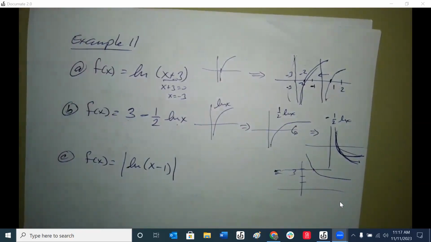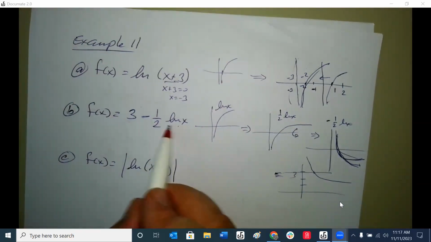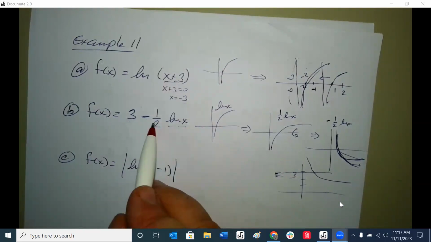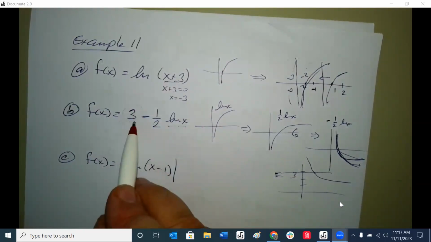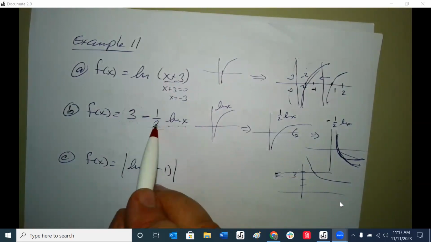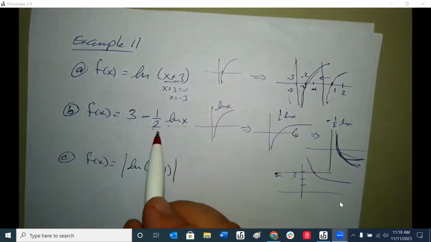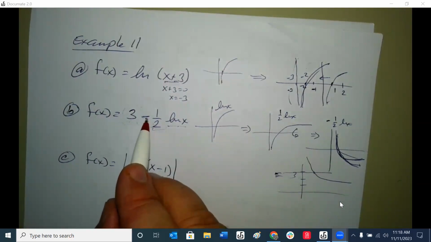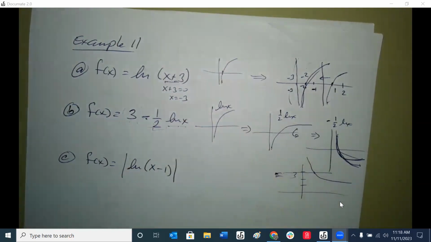Again, it's the same thing we did in transformations. Here's our function. If it's inside, it's a horizontal shift. If it's outside, nothing to do with the x, it's a vertical shift. If it's a coefficient, then it is a vertical squash or extension. And then a negative in front flips it across the x-axis.